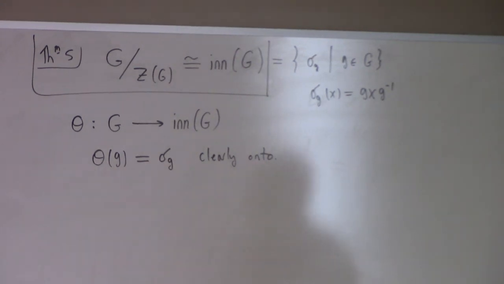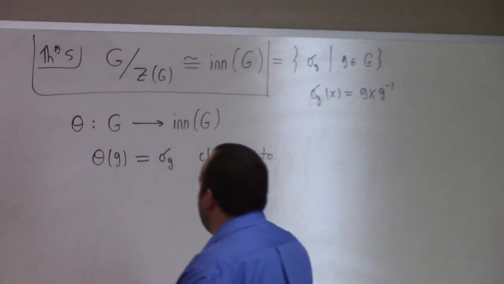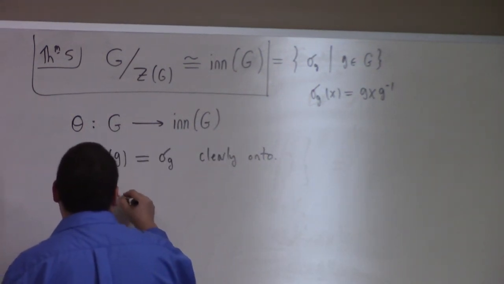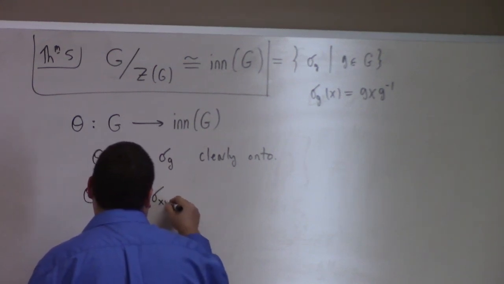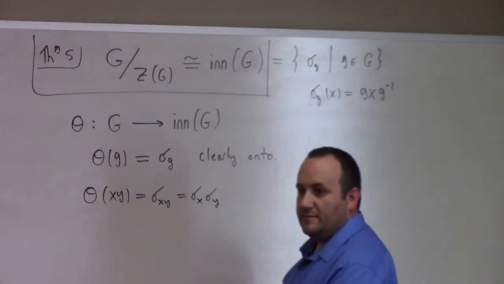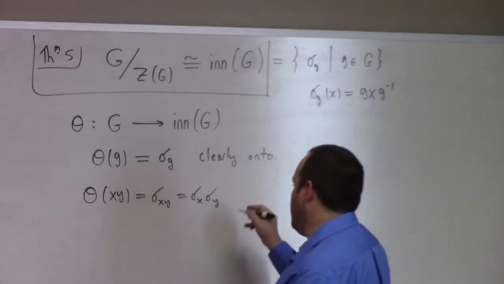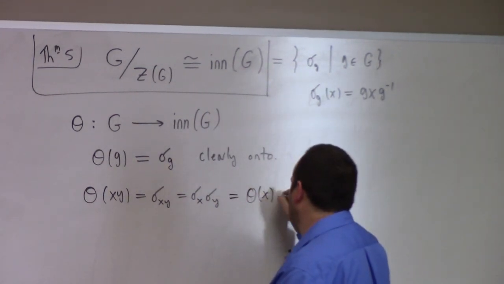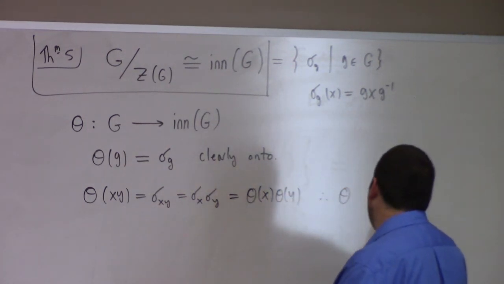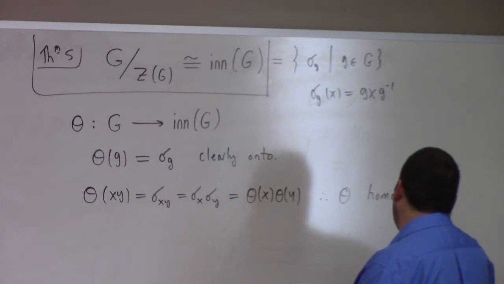How about, is this a homomorphism? Well, yeah, I mean theta of xy is sigma xy, which we have previously worked out is sigma x sigma y, which, of course, is theta of x theta of y, so therefore theta is a homomorphism. So we have a surjective homomorphism.